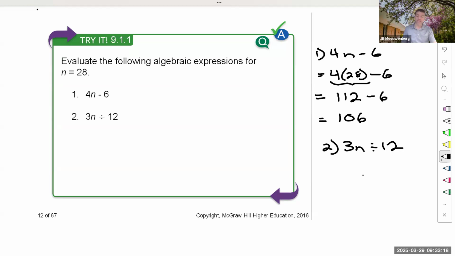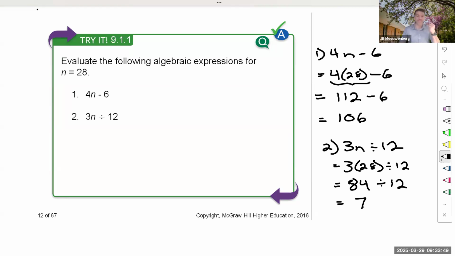For number 2, it says 3n divided by 12. We would do the same thing, substitute in the number 28 for our n. 3 times 28 divided by 12. 3 times 28 is, it looks like 60, 80, 74. No, 84. 60, 24. Yes, 84 divided by 12. Now we do our division, and 84 divided by 12 is 7.